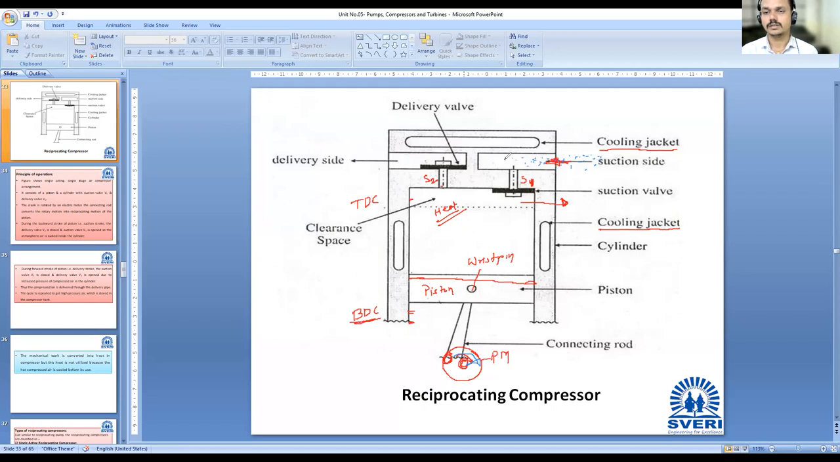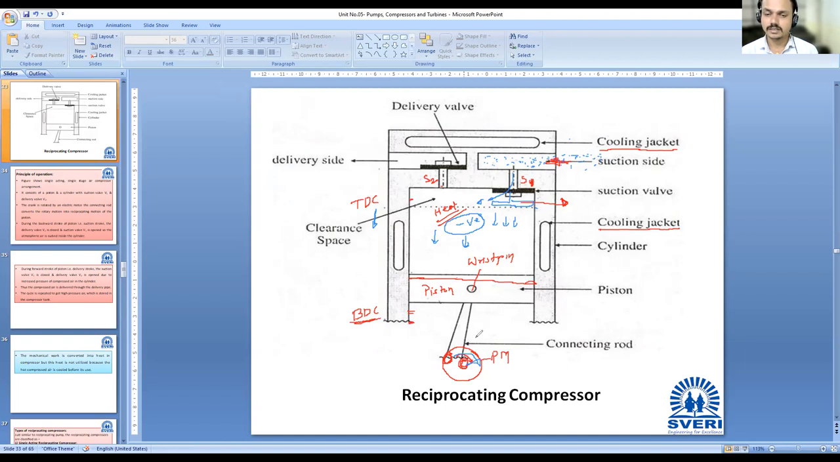Okay, this all is atmospheric air all around. When the piston starts moving from top dead center towards the bottom dead center, at that time negative pressure will be created in that chamber. Okay, and as the piston starts moving in the downward direction, due to that vacuum, this suction side valve gets opened, and through it air enters into the cylinder and occupies the space in the cylinder. Okay, this is the first stroke, and we call this stroke the suction stroke.